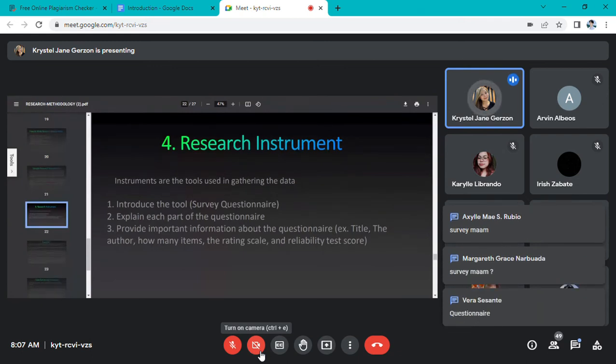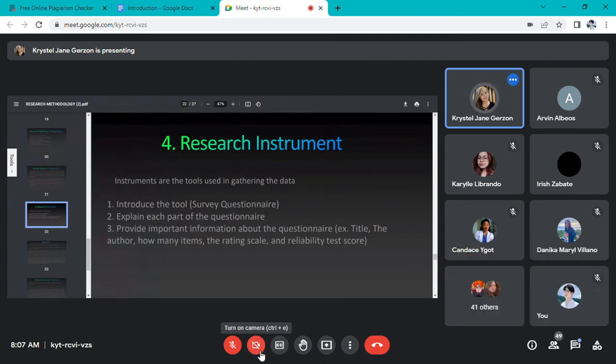Survey questionnaire. Later on, I will ask you to draft your survey questionnaire. So here, in the instrument, people, you just need to introduce first that you will be using a survey questionnaire to measure the variable or to gather data. Then explain each part of the questionnaire.